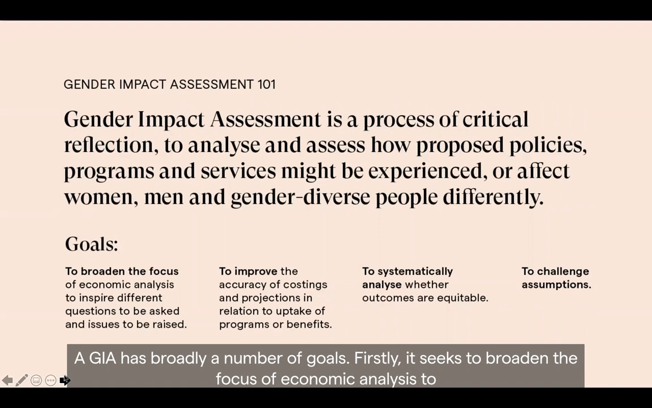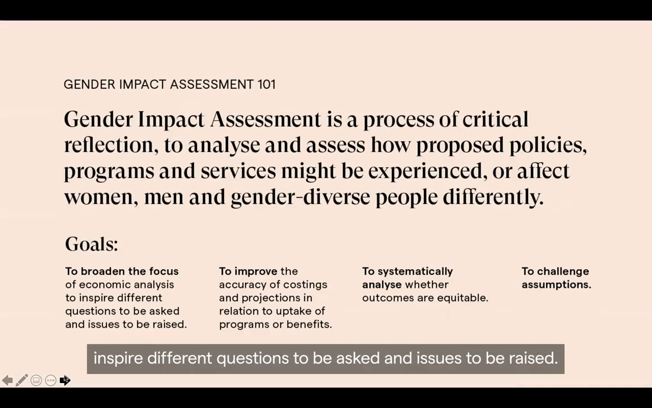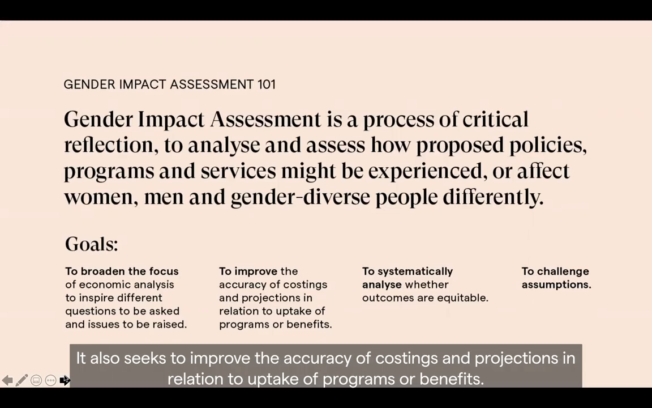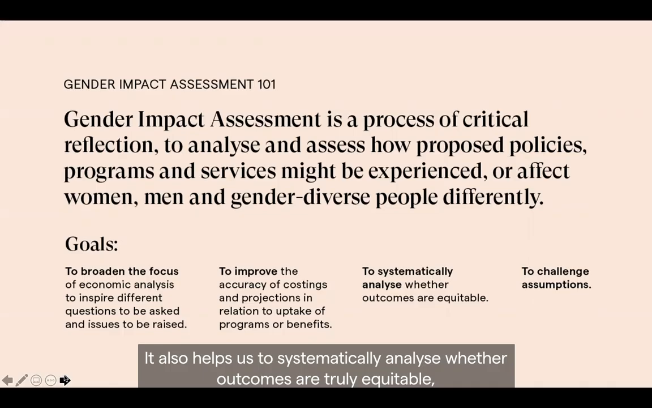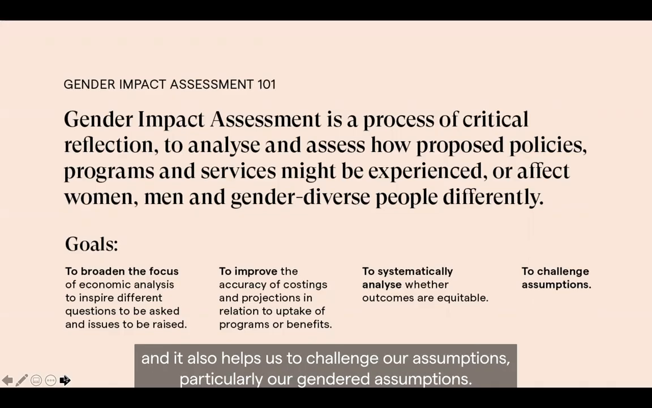A GIA has broadly a number of goals. Firstly, it seeks to broaden the focus of economic analysis to inspire different questions to be asked and issues to be raised. It also seeks to improve the accuracy of costings and projections in relation to uptake of programs or benefits. It also helps us to systematically analyse whether outcomes are truly equitable, and it also helps us to challenge our assumptions, particularly our gendered assumptions.